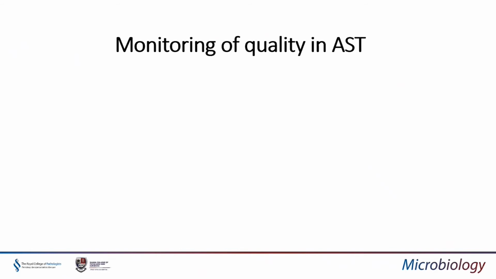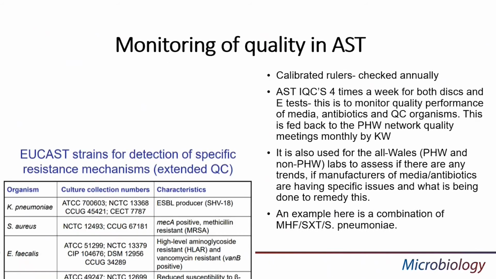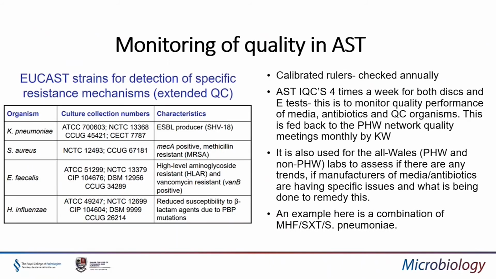Quality in AST is usually quite a big one. As everyone's probably aware, AST is a massive area, very subjective, and there's lots of things involved in AST testing and a lot of monitoring and performance. So it's a big area for quality. For us in Swansea and in Public Health Wales, these are some of the UKAS strains for detection of specific resistance mechanisms that we test weekly.